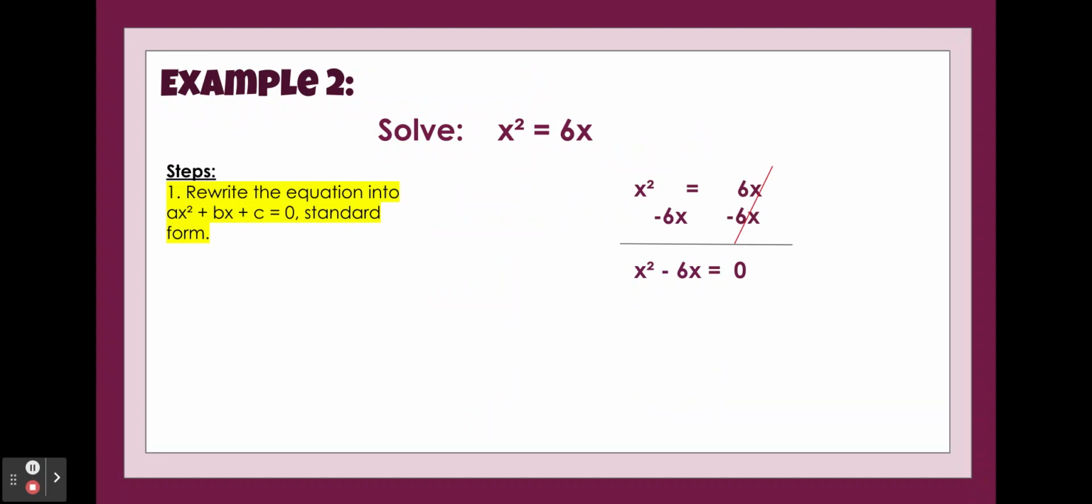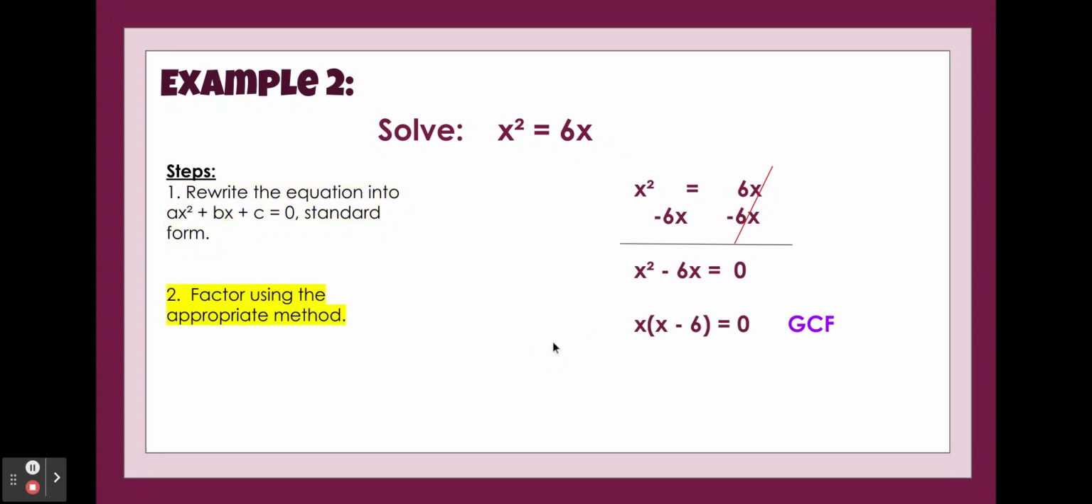Here's another example. In this example, it says x squared equals 6x. Our first step is going to be to rewrite it in standard form and set it equal to 0. Standard form is ax squared plus bx plus c equals 0, so we need to first move the 6x to the other side by doing the opposite operation. So we're going to subtract 6x from both sides, which is x squared minus 6x equals 0.